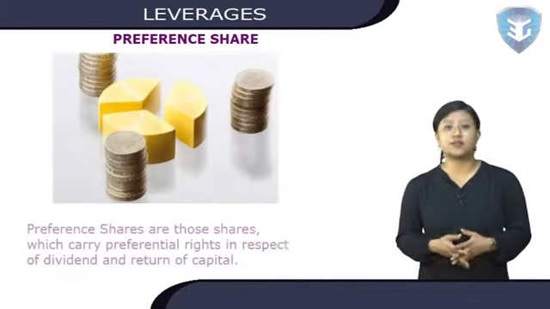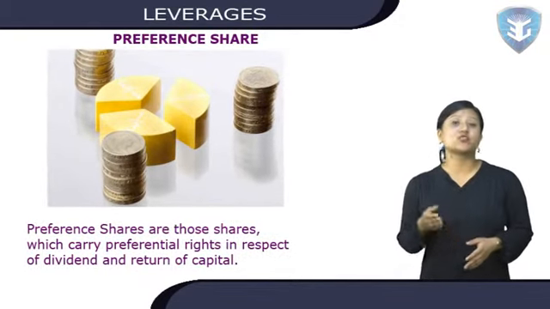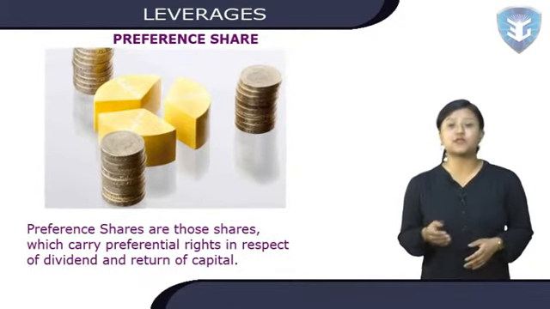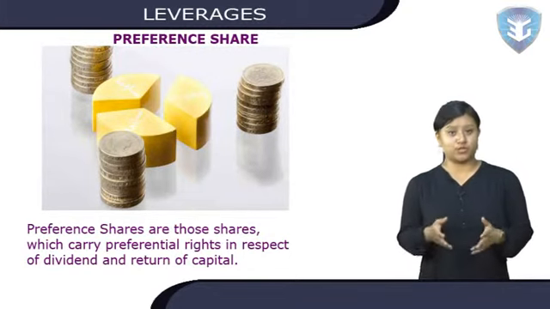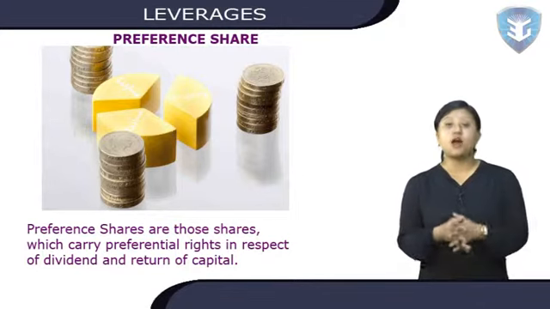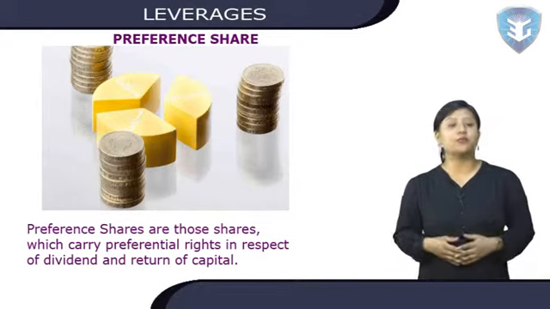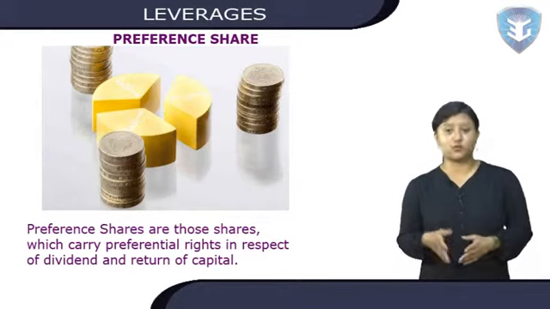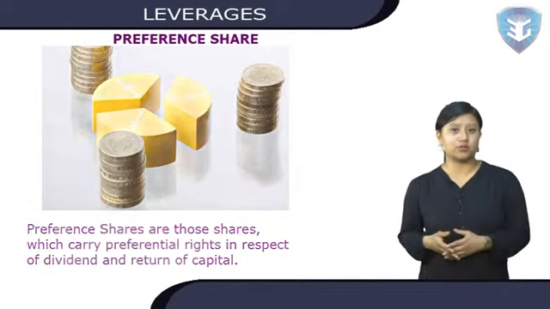Let's now discuss the preference share. Preference shares are those shares which carry preferential rights in respect of dividend and return of capital. Before any dividend is paid to the equity shares, the dividend at a fixed rate must be paid on the preference shares. However, this dividend is payable only if there are profits. Again, at the time of winding up, the holders of the preference shares will get the return of their capital before anything is paid to the equity shareholders.